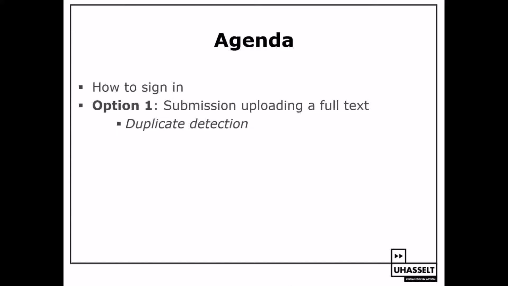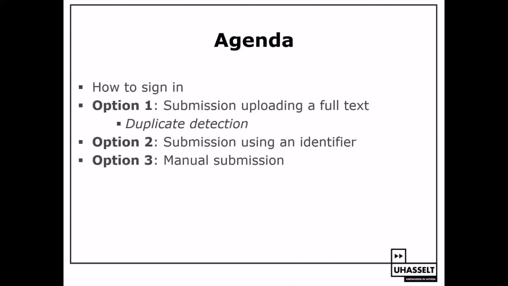At the end of this part, I explain how duplicates are detected, so you do not submit a publication twice. If you don't have a full text, you can submit a publication by using an identifier. This is explained in the section Submission using an identifier. With both option 1 and 2, most of the metadata will be completed automatically. All that is left to do is to review these metadata and add the remaining missing information.